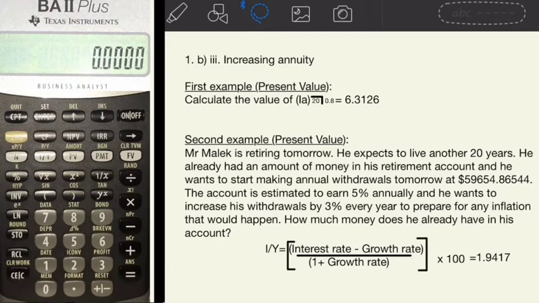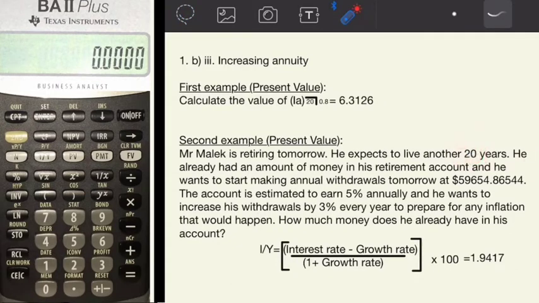The account is estimated to earn 5% annually and he wants to increase his withdrawals by 3% every year. How much money does he already have in his account? So our N is 20 and this amount is our payment.